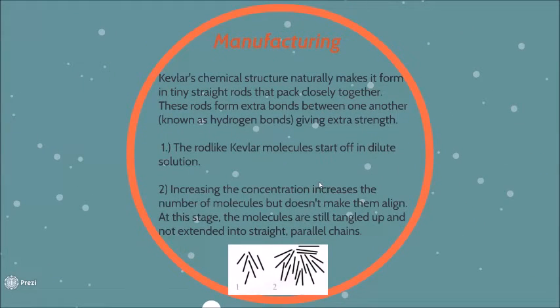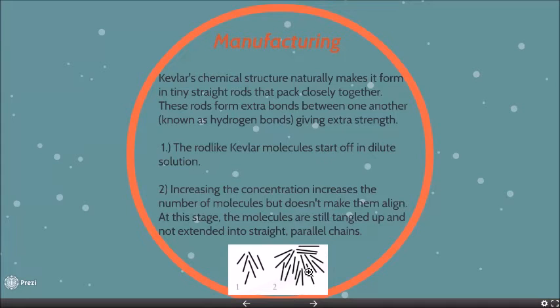So the manufacturing of Kevlar. Kevlar's chemical structure naturally makes it form in tiny straight rods that pack closely together. These rods form extra bonds between one another, known as hydrogen bonds, giving extra strength. So the first step is that the rod-like Kevlar molecules start off in dilute solution. Second step, increasing in concentration increases the number of molecules, but doesn't make them align, as shown here. So at this stage, the molecules are still tangled up and not extended in straight parallel chains.